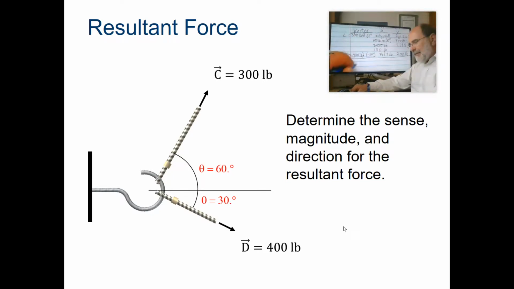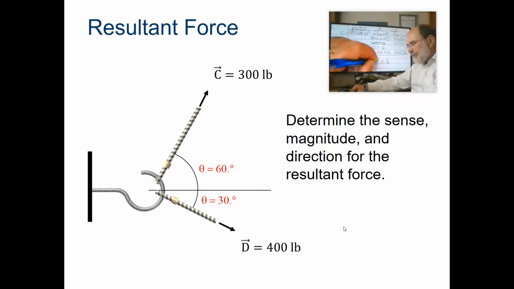And this first column is what I will call the resultant vector. So I write R for that. For the X column, I see I have 150 pounds from vector C and 346.4 pounds from vector D. Add them together. And so I have a 0.4. These are all going to be in units of pounds.